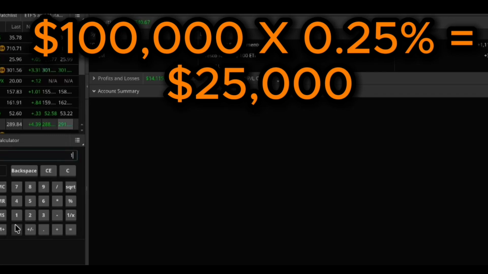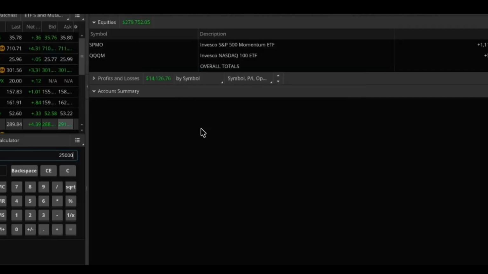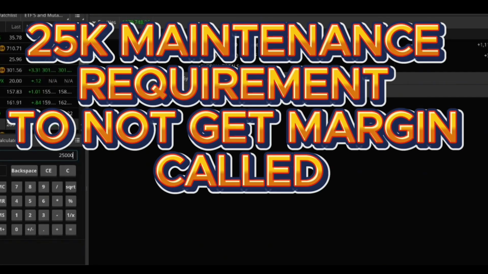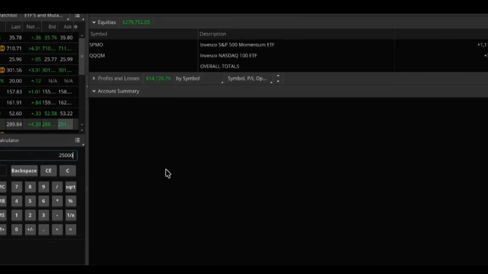So here, you guys, we'll do a quick math. 100,000 times 0.25. It looks like we have an available $25,000 maintenance requirement, you guys. $25,000 maintenance requirement is the math.